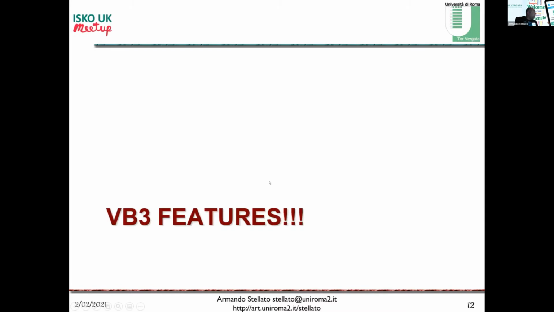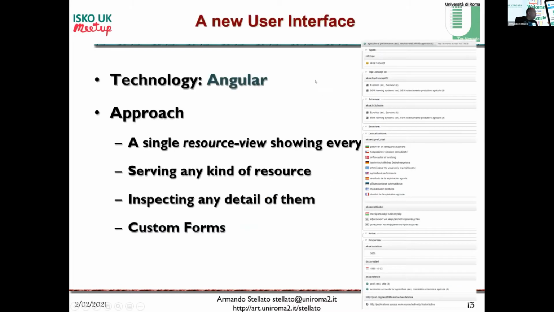So a quick word about the features. We have this user interface. Like I said before, now we have a central point in VocBench in which we show everything about the resource. This is actually more pages that would need to be scrolled, shown all in a single screen. This is what we call the resource view. The resource view is the center of information about every resource.